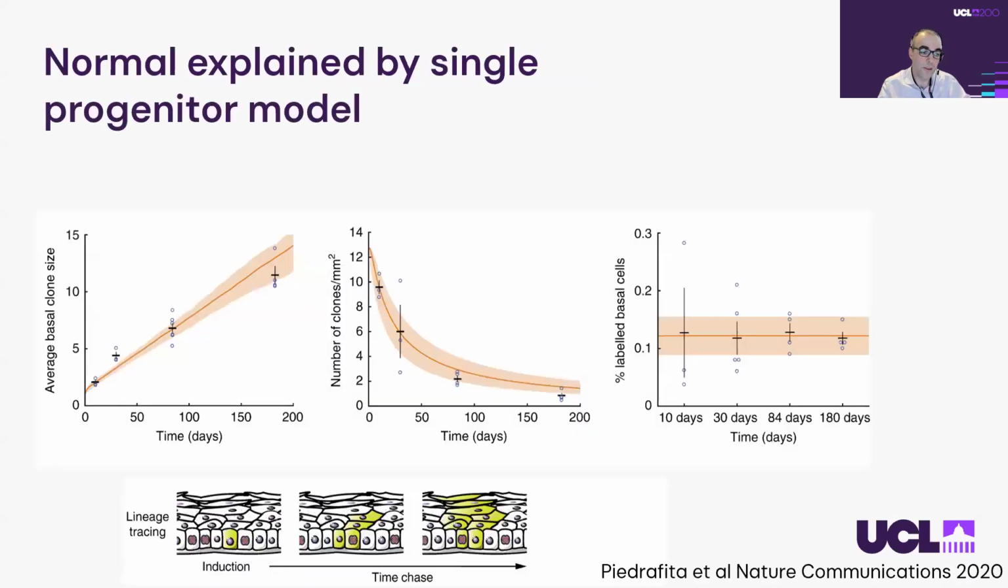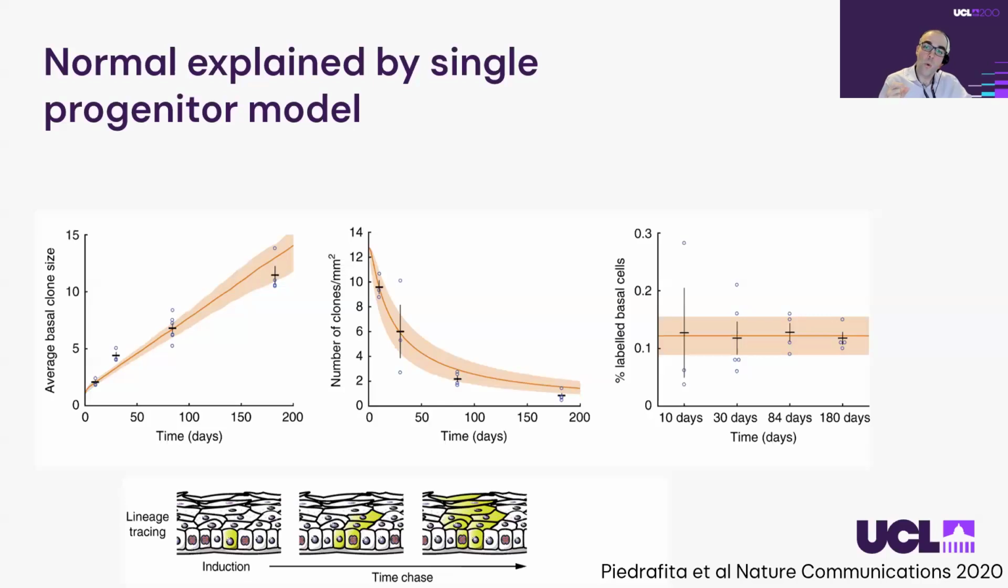When we look at the experimental data, we can confirm we see these features in the data. We can see a linear relationship in average basal clone size over time. We can see the number of clones per millimeter squared follows a power law going down, but the percentage of labeled basal cells remains constant over time, confirming that the model is reproducing key parameters.